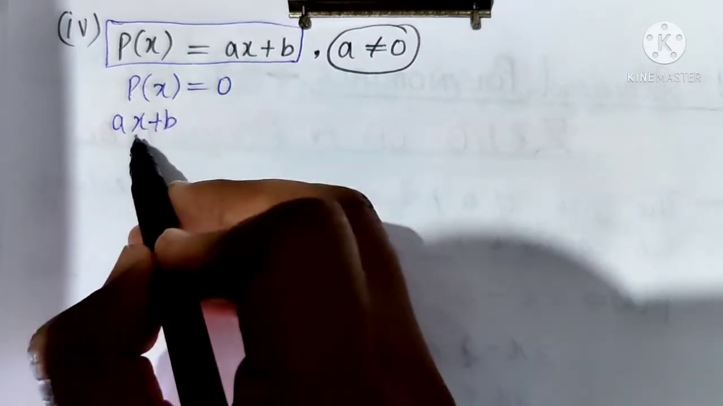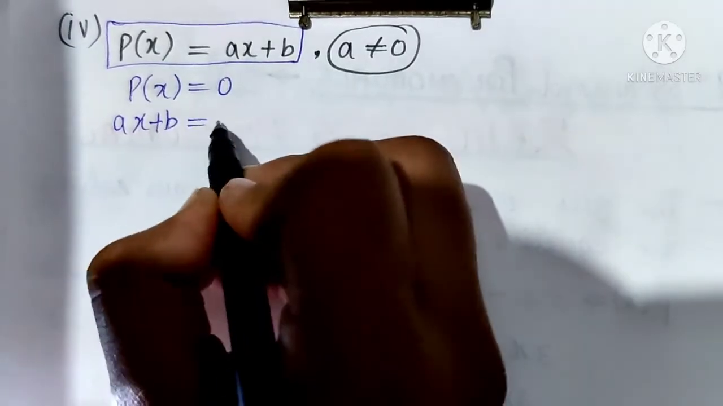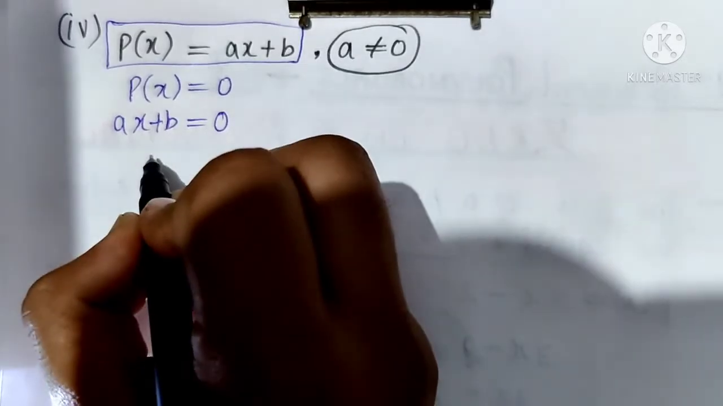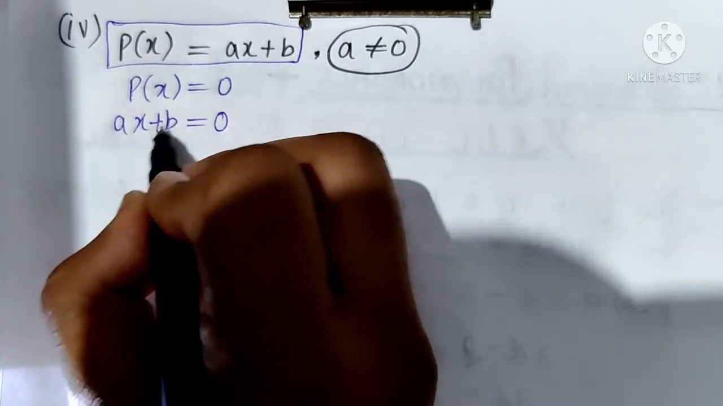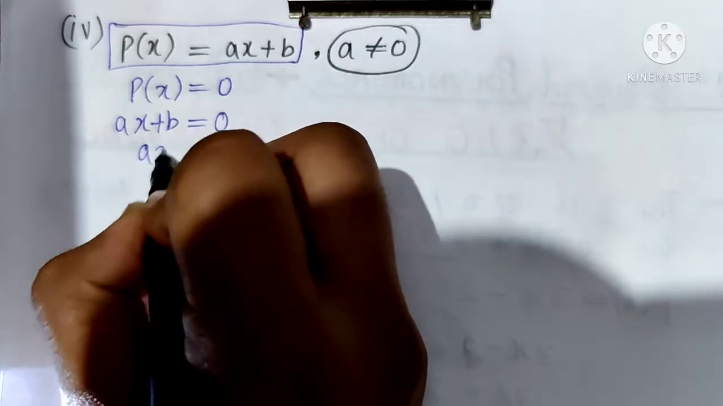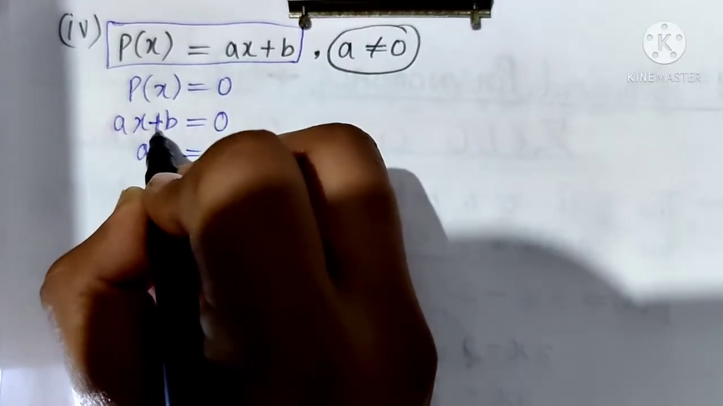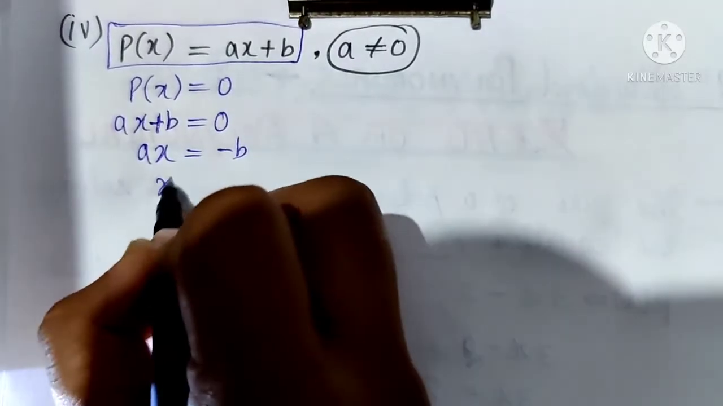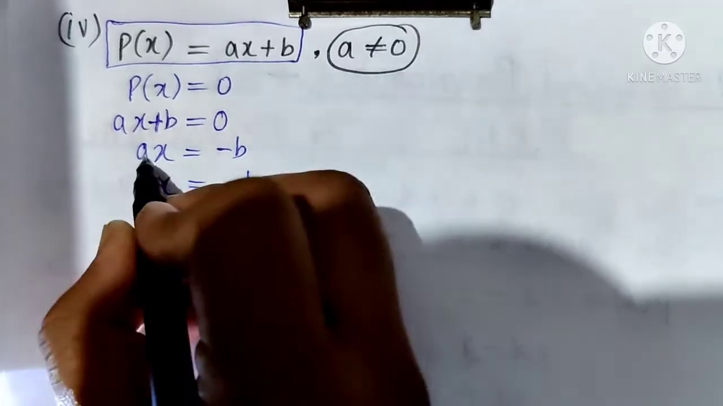Ax plus b equals 0. Okay, now we have to solve. So what we can do, we can take this b to that side. So it becomes ax equals to, it is right now plus b, so it becomes minus b. Then x will remain here, minus b, and a will go that side.